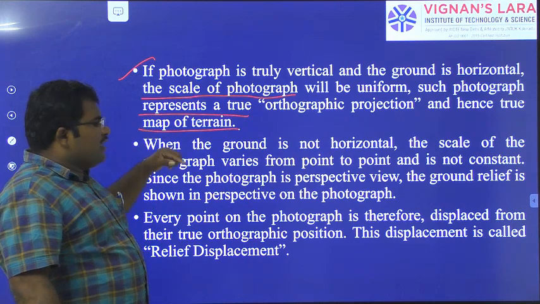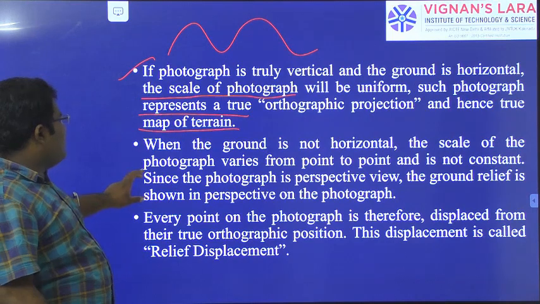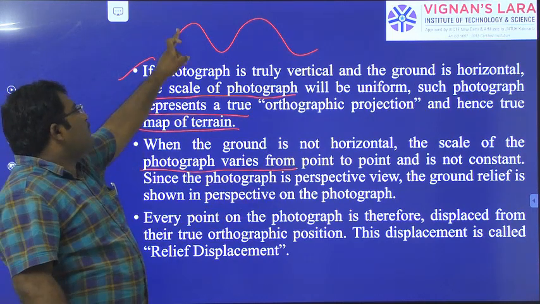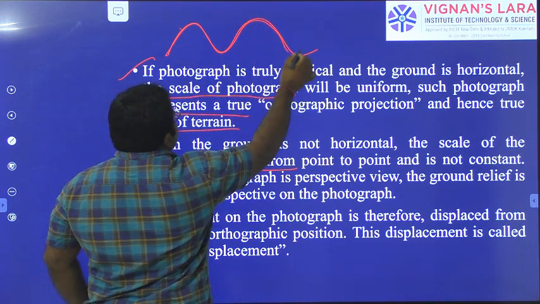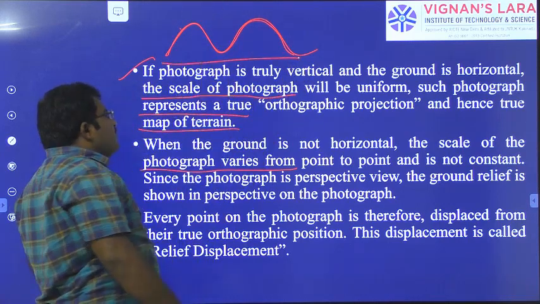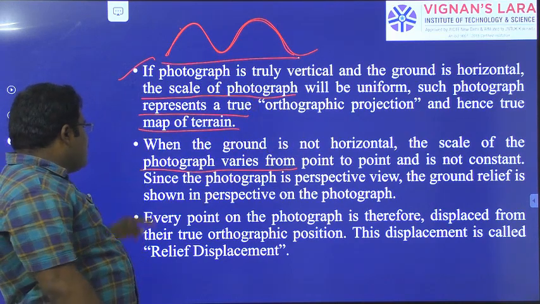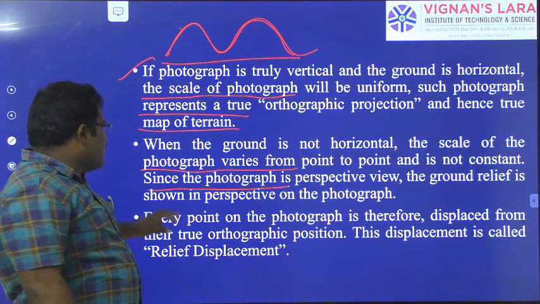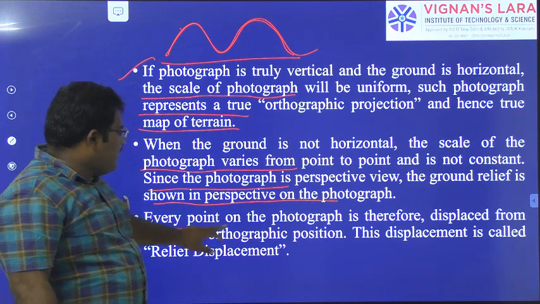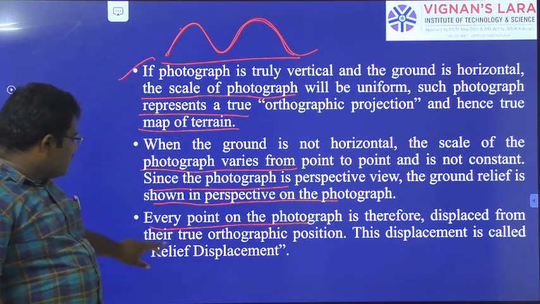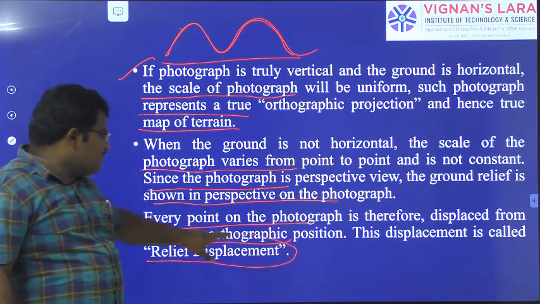Then, when the ground is not horizontal, like this, the scale of the photograph varies from point to point. If you capture the same thing in a photo, you won't see these undulations; you will simply get a straight line in the photo. But due to that, the scale changes from point to point and is not constant. Since the photograph is a perspective view, the ground relief is shown in perspective on the photograph, so some distortion will be there. Every point on the photograph is therefore displaced from the true orthographic position. This displacement is called relief displacement.